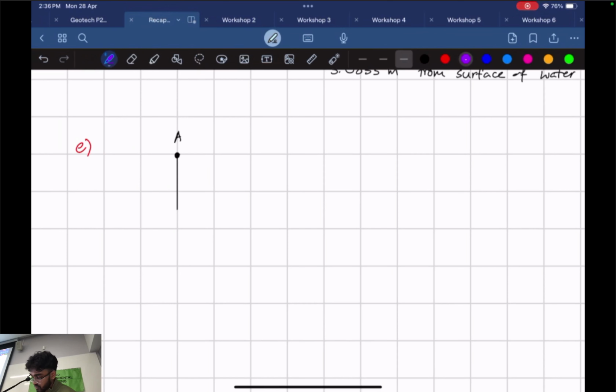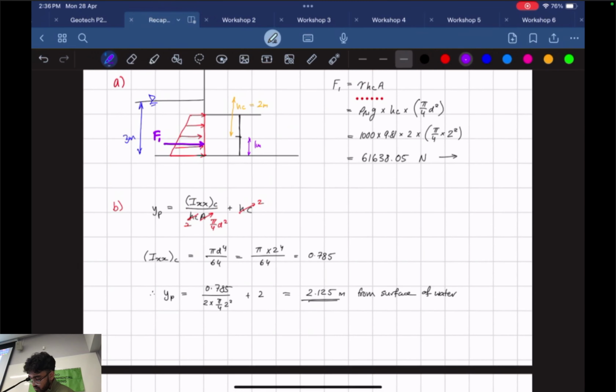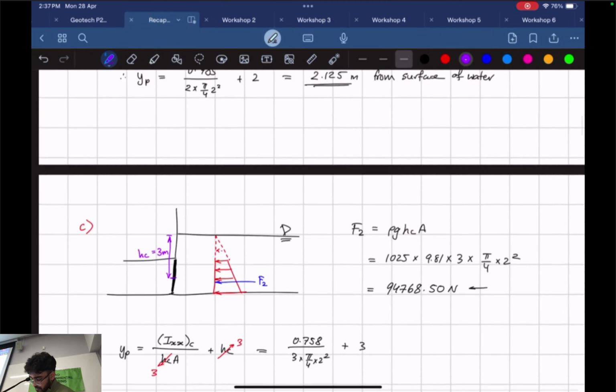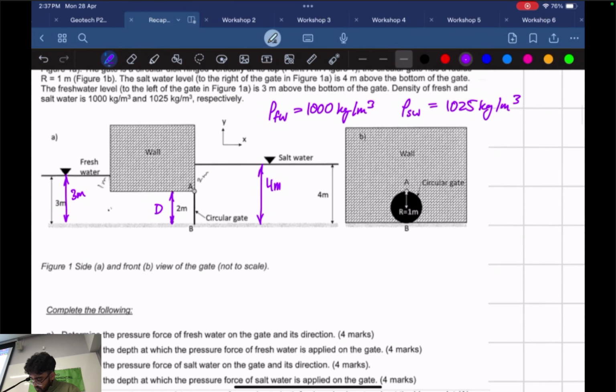we know there's going to be some sort of force acting. 2.125. So it's going to be 2.125. 2.125 minus 3, 0.875. Let me figure this out. So we've got a force acting on the gate about here. So we have to find this smaller distance here.